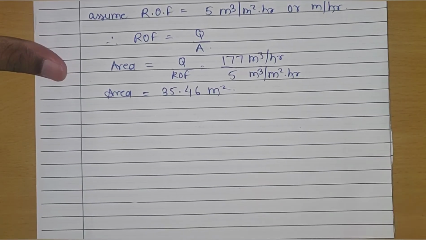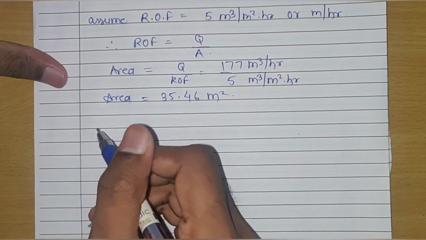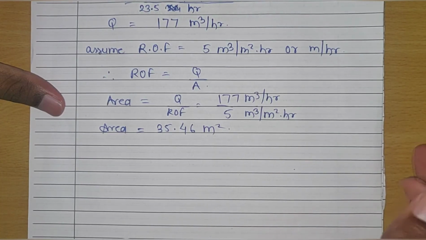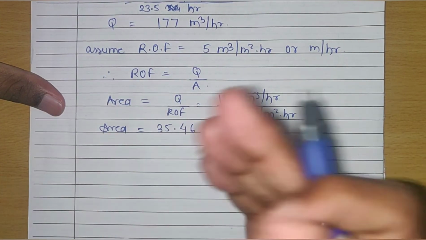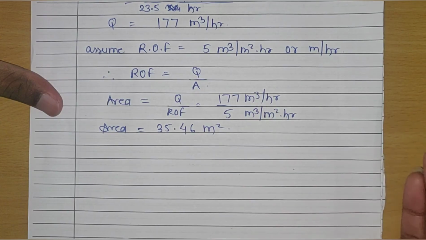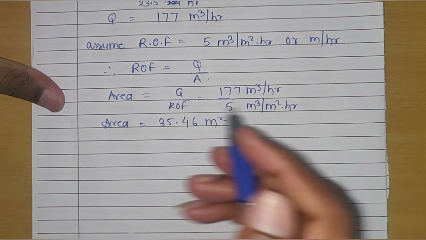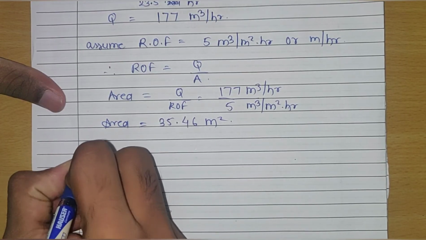Okay, now in this rapid sand filter we have to calculate the number of units. That means this area is divided into n number of filtration units. That number of filtration units we have to find.